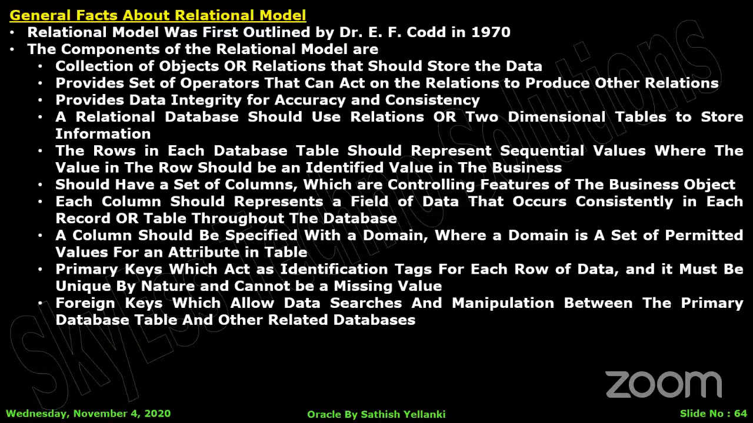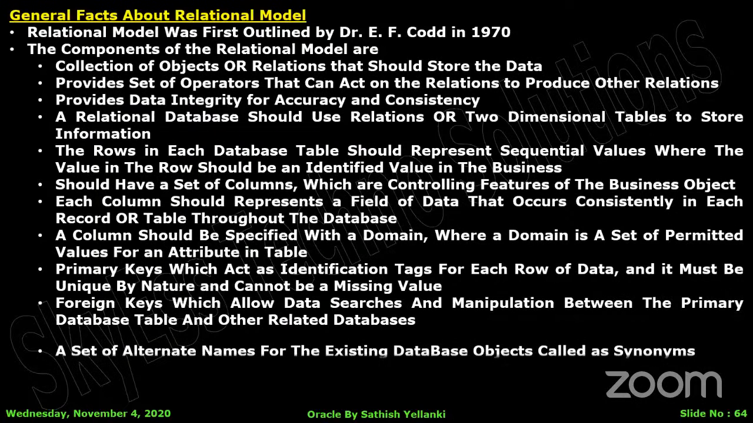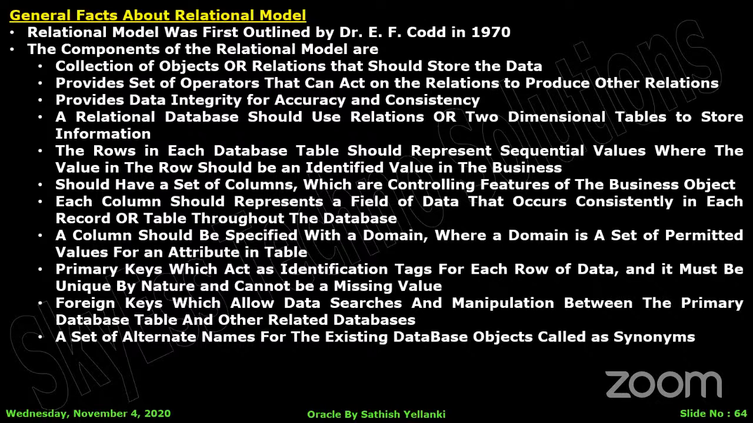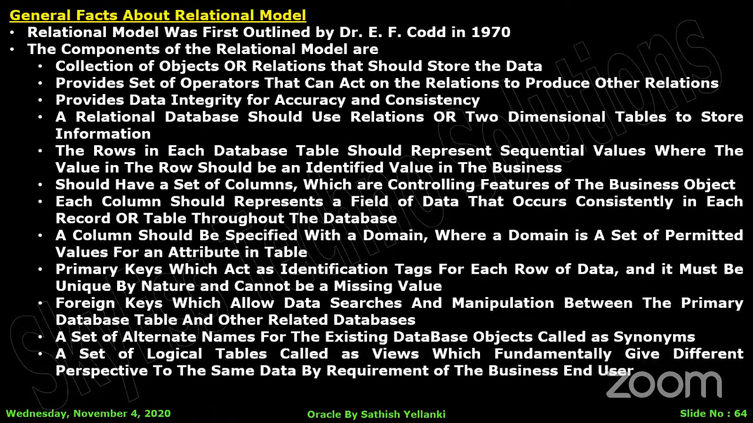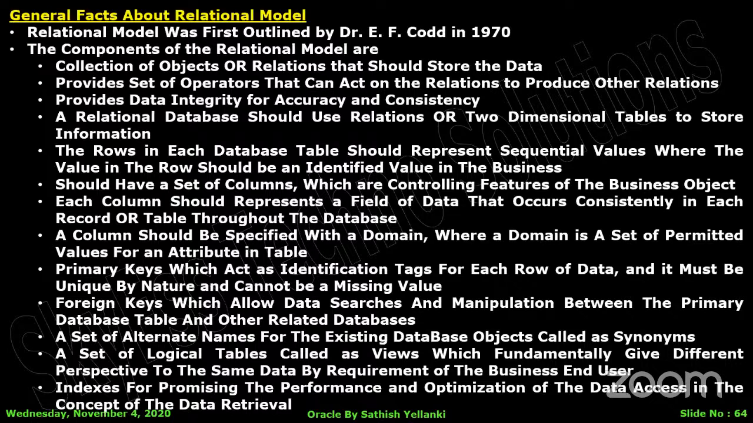Your relational database management system software should provide you a set of alternate names for existing database objects called synonyms. That's a compulsory activity. Any relational database management system software should provide you a set of logical tables called views, which give you different perspectives for the same data with respect to different requirements arising within the business. And finally, a relational model should provide you indexes for promising performance and optimization of data access in the concept of data retrievals.